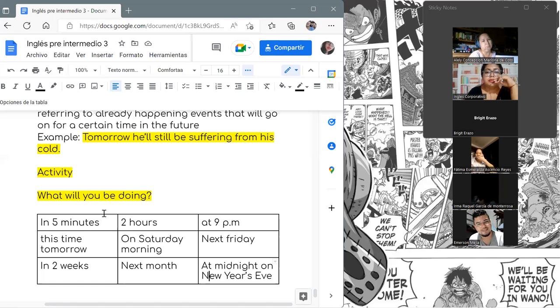Then 2 hours at 9 p.m., but you know that right now we are in that time, and that is past time, but you can think that you are at 5 p.m. and someone asks you, what are you going to do? Or what will you be doing at 9 p.m.? So you can create a situation also. This time tomorrow, on Saturday morning, next Friday, in 2 weeks, next month, and at midnight on New Year's Eve. Así que tenemos 9 momentos.